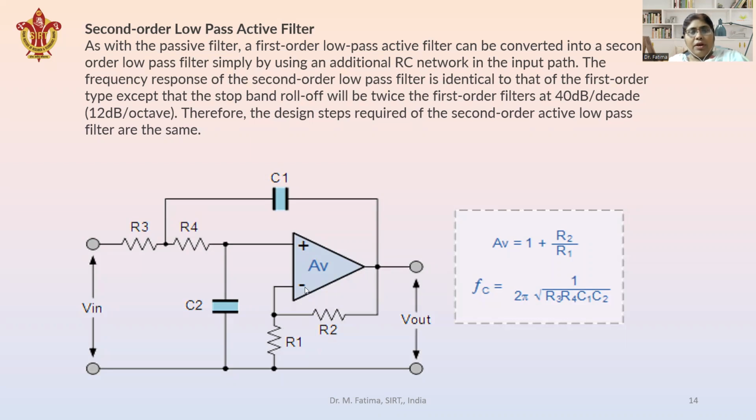As we have already seen in the first order low pass filter, the slope of the attenuating signal, or the slope of the fall of the signal, is minus 20 dB per decade. But here in the second order low pass filter, the slope changes. It becomes minus 40 dB per decade.